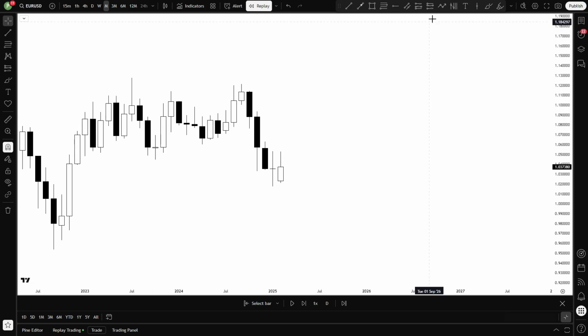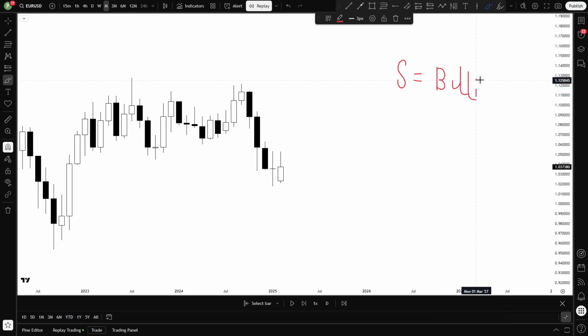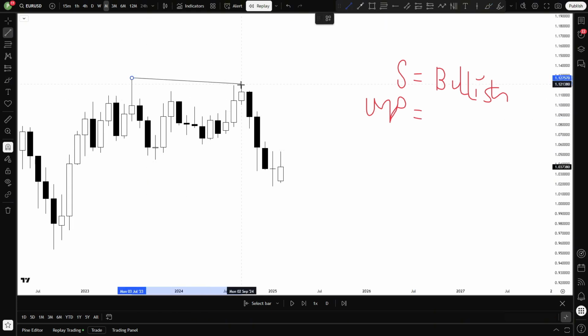So based on structure, I've determined that the structure is bullish. And now I have to use market profiles to refine this idea even more. And when I do that, here is what I see. I can see that we've had an SMT divergence with GU right here.